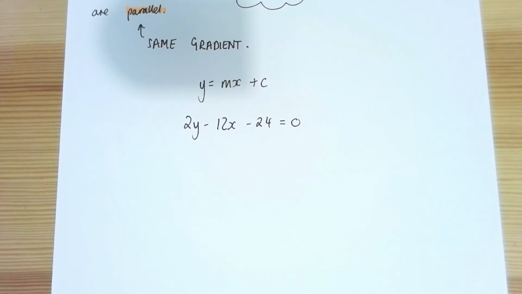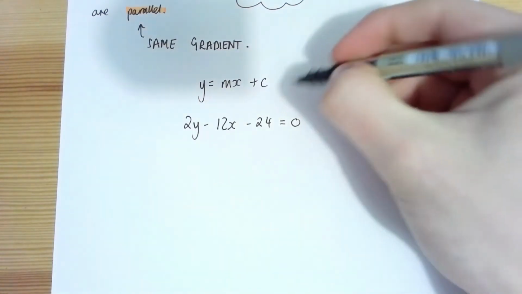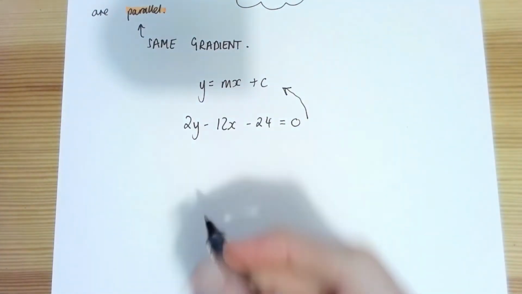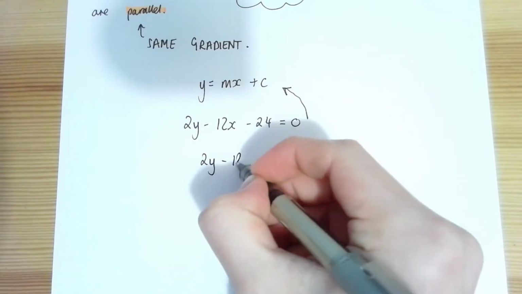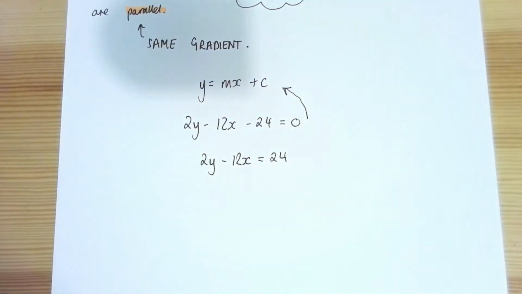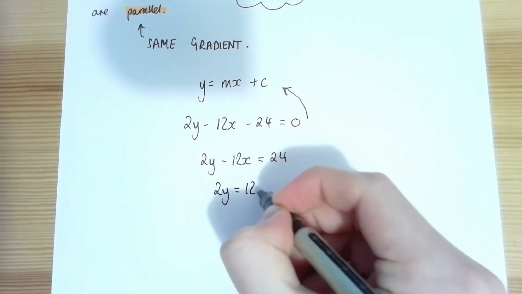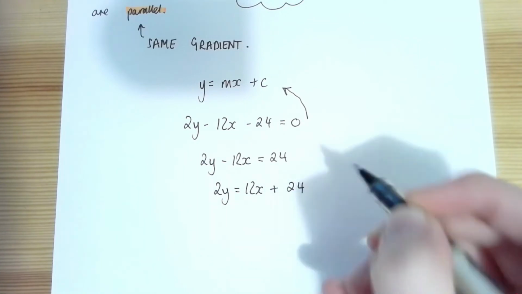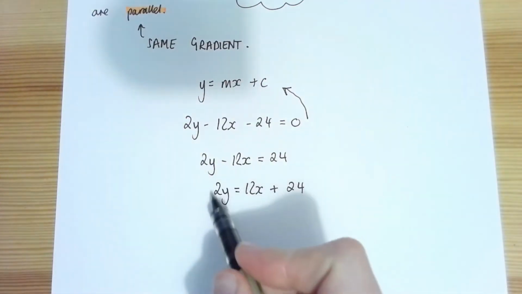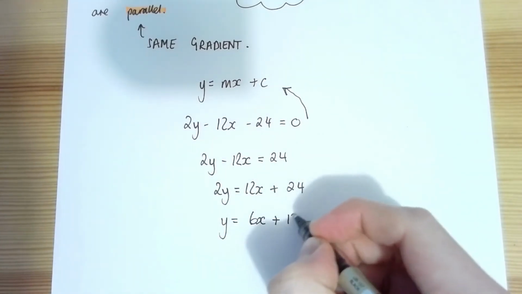So here's the line, and what I want to do is get that in a form that I can recognise. So I want to get it into y equals mx plus c. So the first thing I'm going to do is add 24 to both sides. Then I'm going to add 12x to both sides. And now I want to get y equals something. So I'm going to divide by 2 because I don't want 2y, I want 1y.